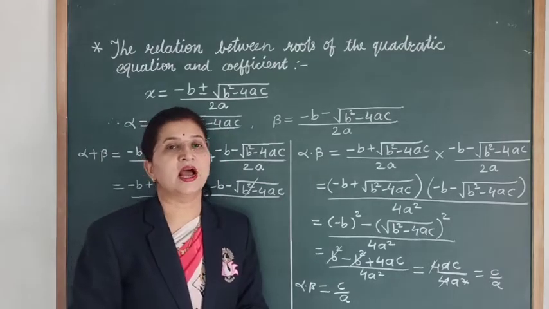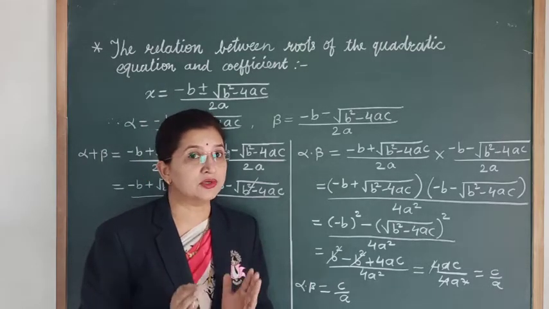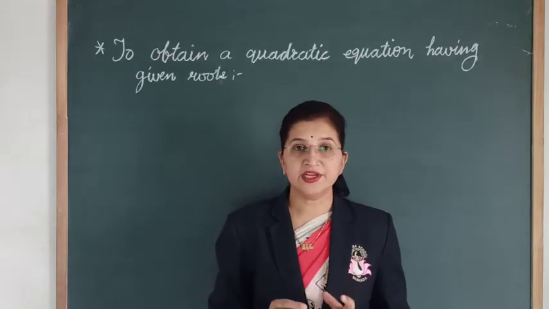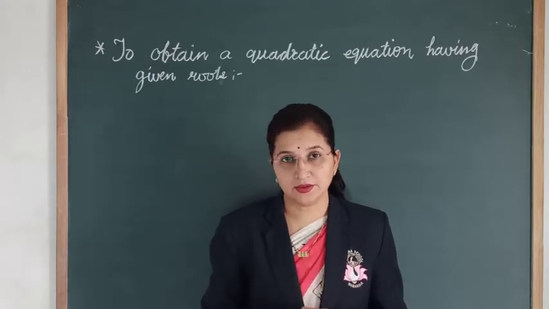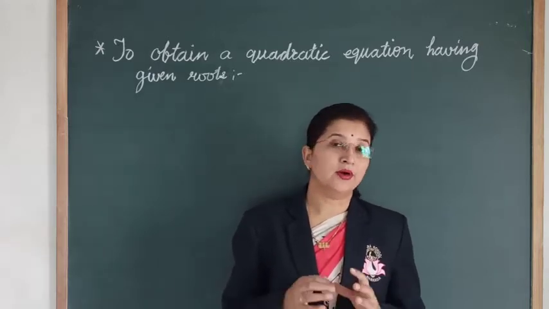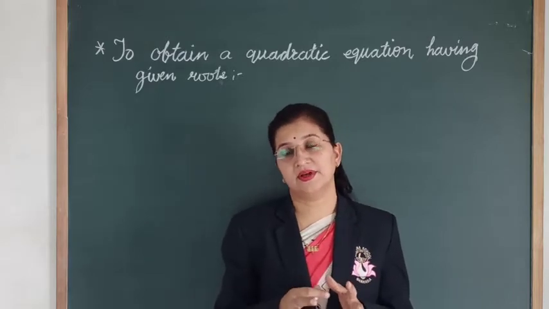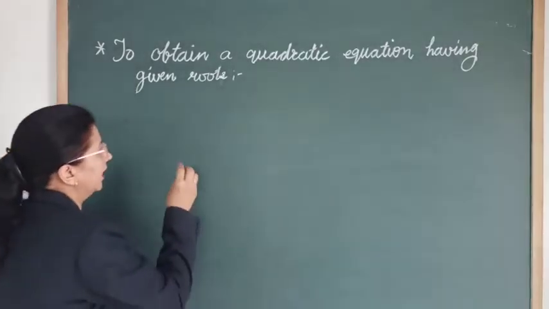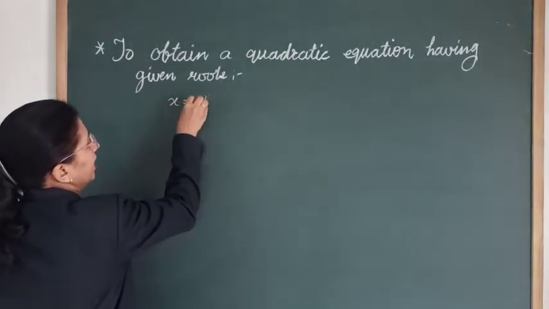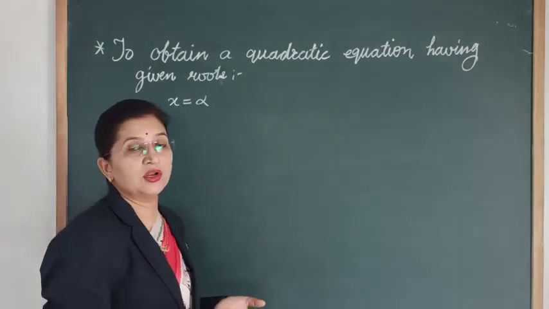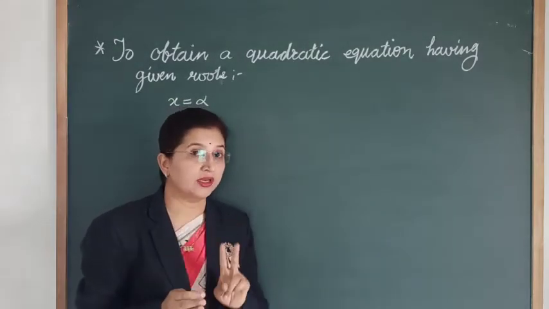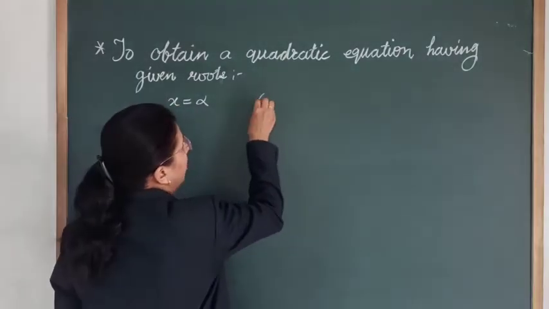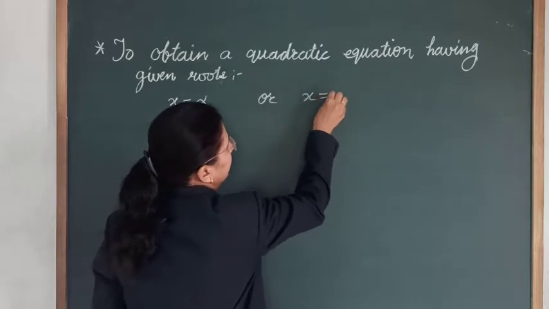Now let's see how to obtain the quadratic equation when its roots are given. Dear students, we learned that when the equation is given, we find its roots. Now we are going to learn that when the roots are given, how to find its equation. Here we know that after solving the quadratic equation, every time we get two roots. So let's consider these roots as x is equal to alpha or x is equal to beta.